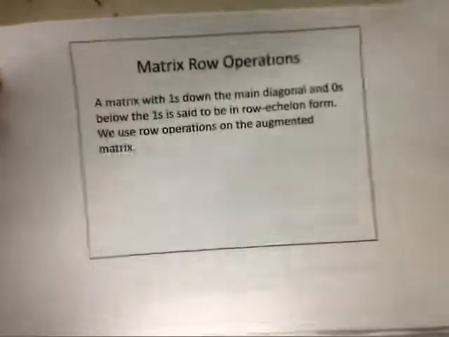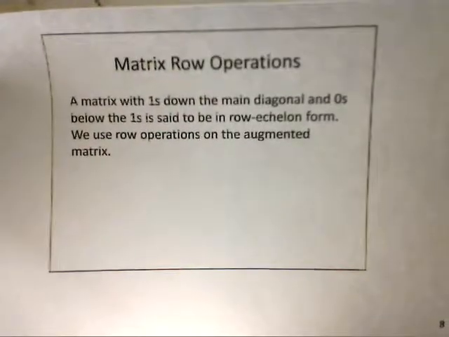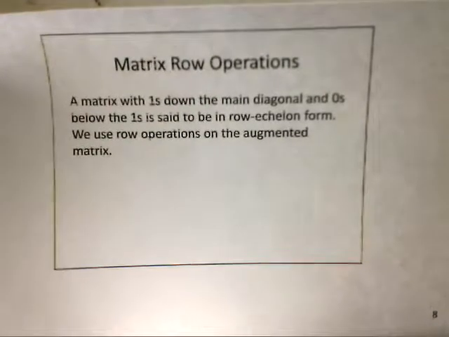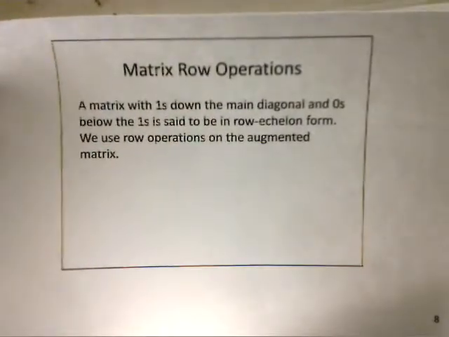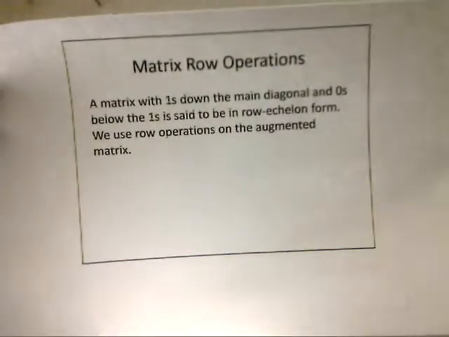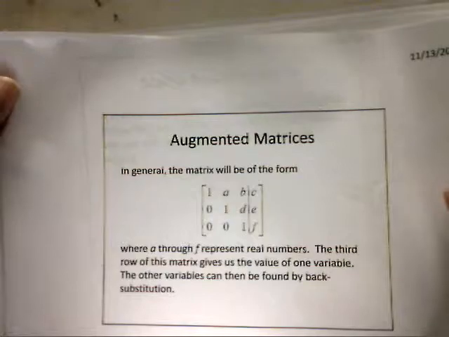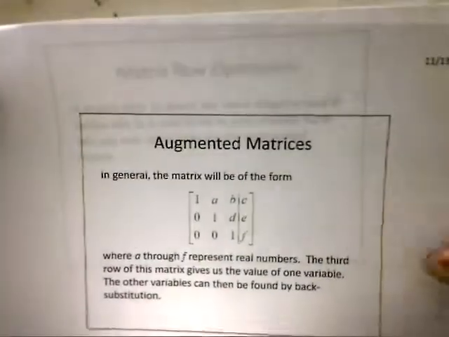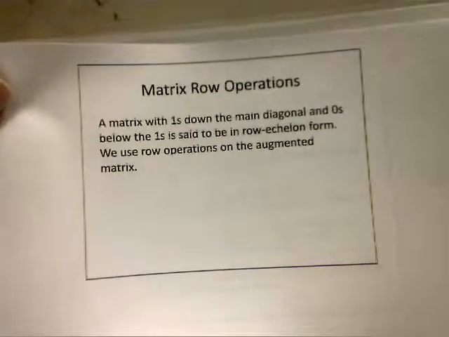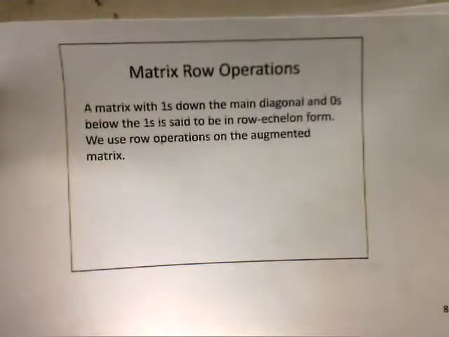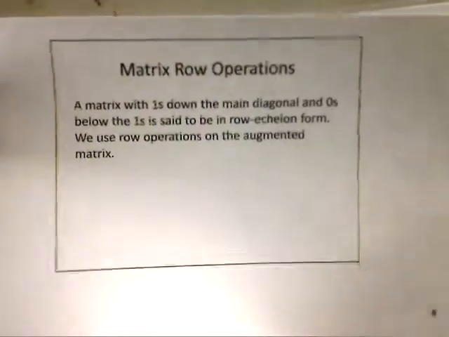And we're going to use what they call matrix row operations. A matrix with ones down the main diagonal and zeros below the ones is said to be in row echelon form. Okay, so if you looked at that last sheet that I had, this is an example of a system of equations that will be in row echelon form because you want ones along the main diagonal and zeros underneath those ones. That's what we call row echelon form. And to get this in row echelon form, you want to use row operations on that augmented matrix.